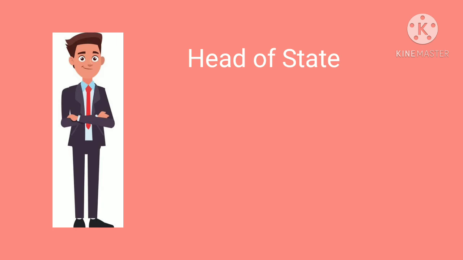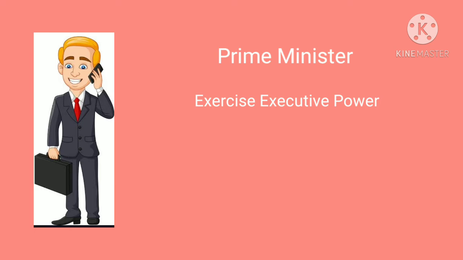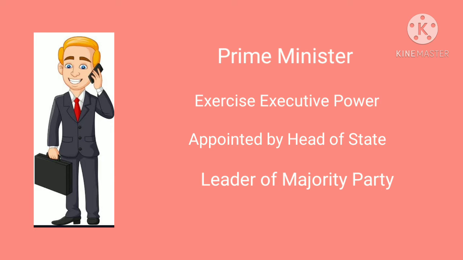Malaysia is a federal constitutional monarchy with a 2-house legislature. The head of state is the paramount ruler, who is selected by the hereditary sultans or rulers and serves a 5-year term. Executive power is exercised by the Prime Minister, who is the leader of the majority party or coalition in the House of Representatives and is appointed by the head of state.